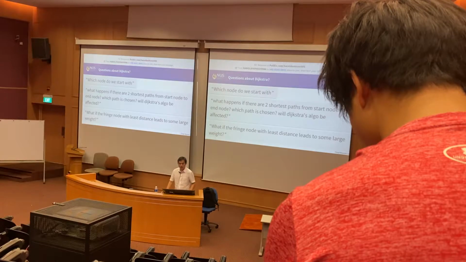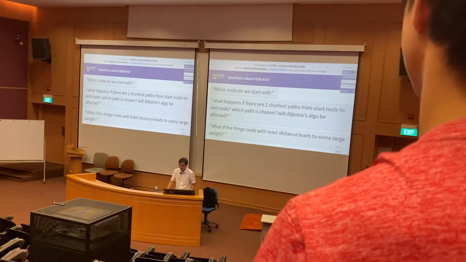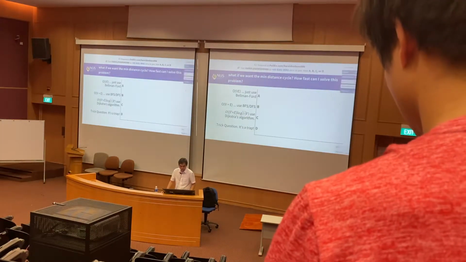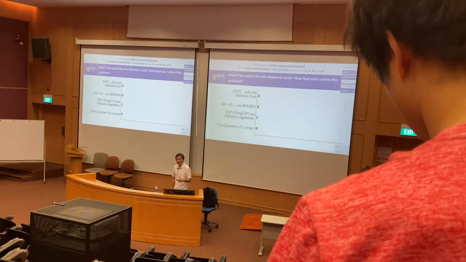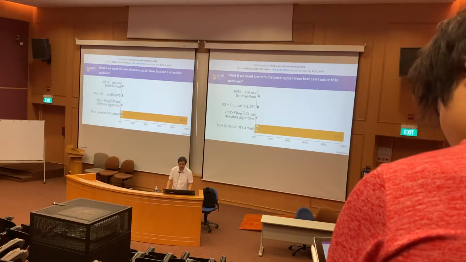Someone asked which node you start with. You can assume that I always give you the start vertex. So we want to find the minimum distance cycle. The question is, how fast can you solve this problem?